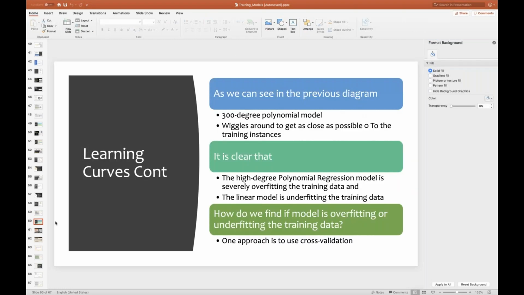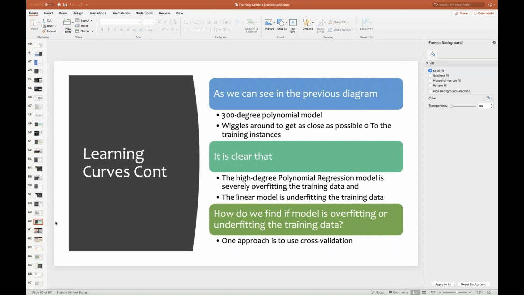Now, learning curves continuation. As we saw in the previous diagram, in the 300 degree polynomial model, it wiggles around to get as close as possible to the training instances. We observed that. It is very clear that the high degree polynomial regression model is severely overfitting the training data. The linear model is underfitting the data. This is what we are trying to come up with.